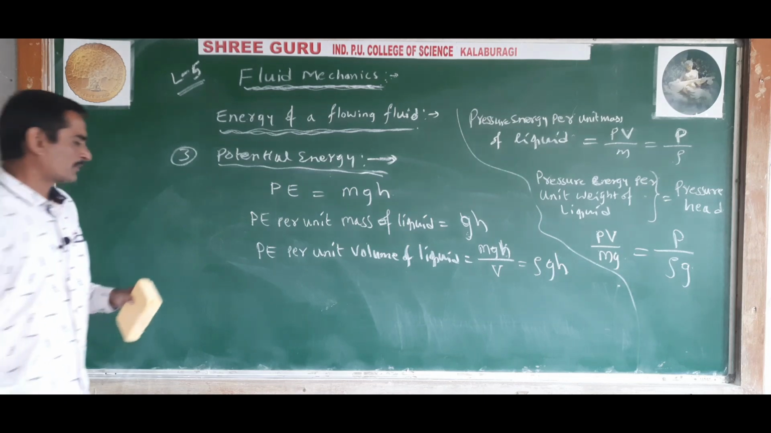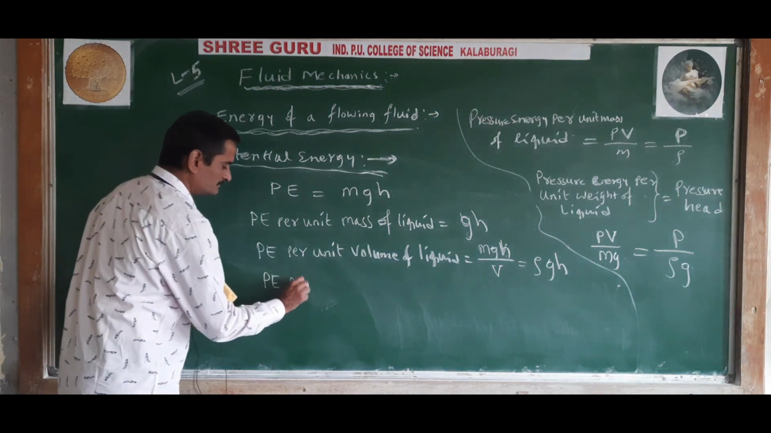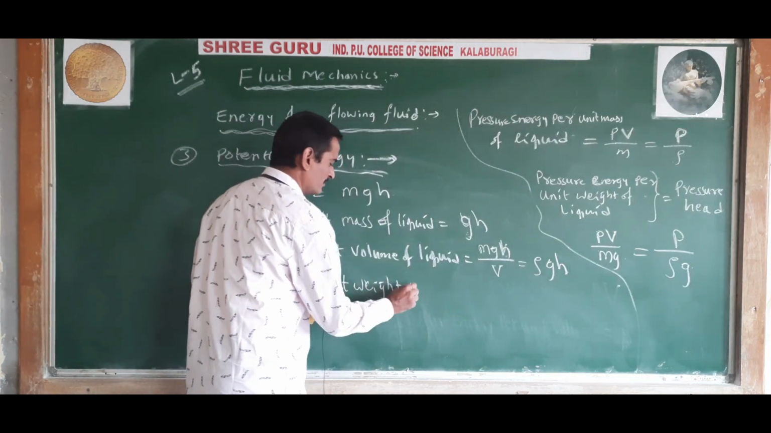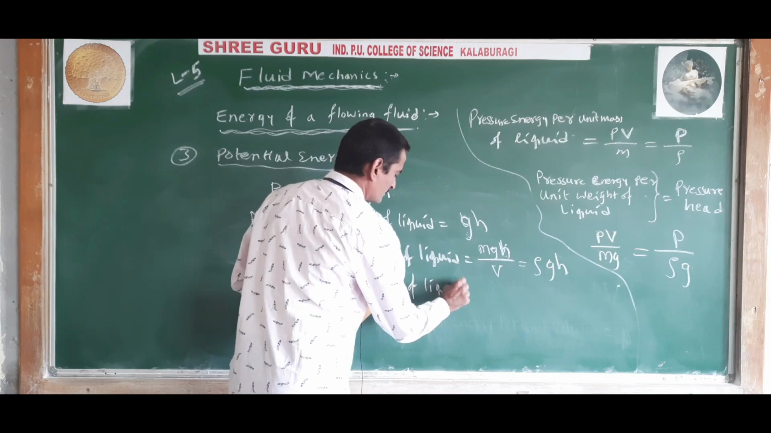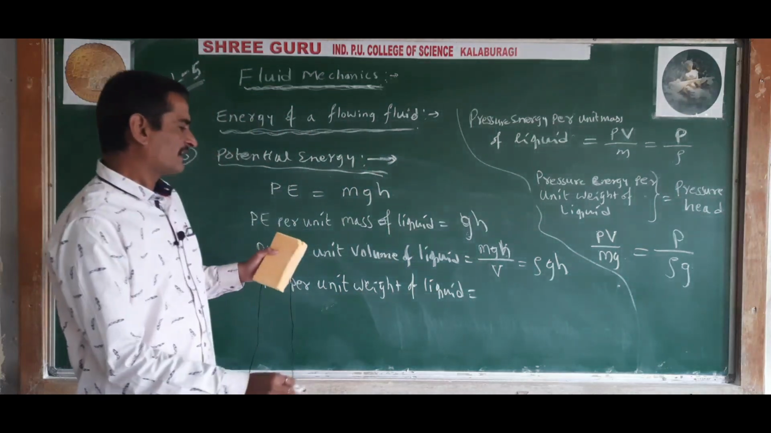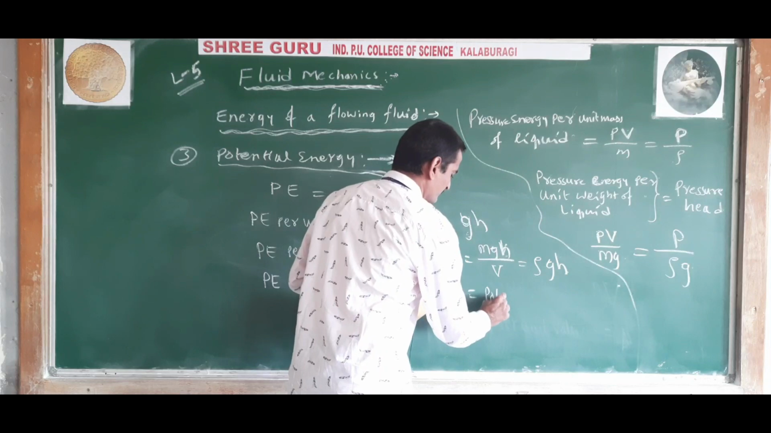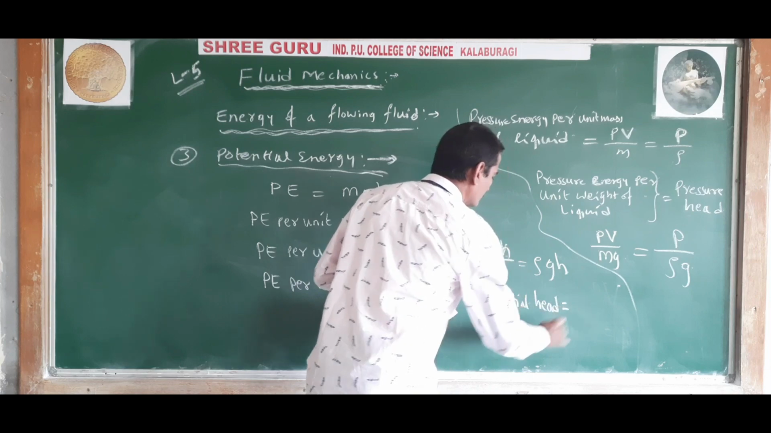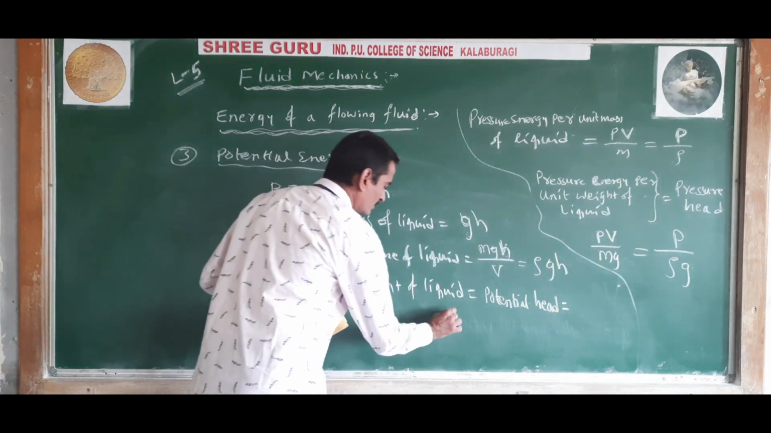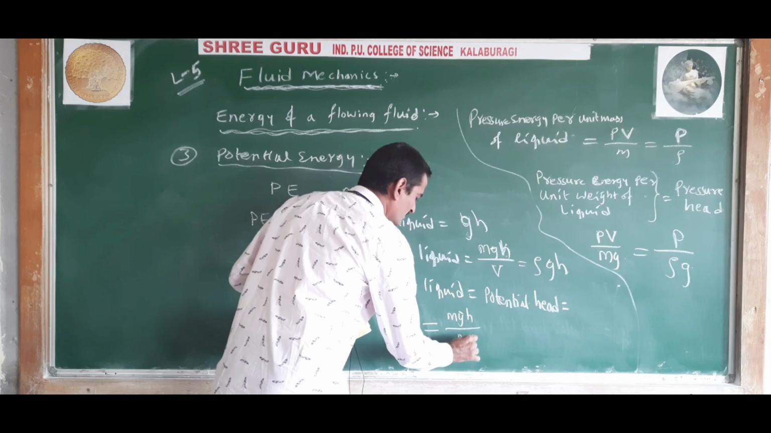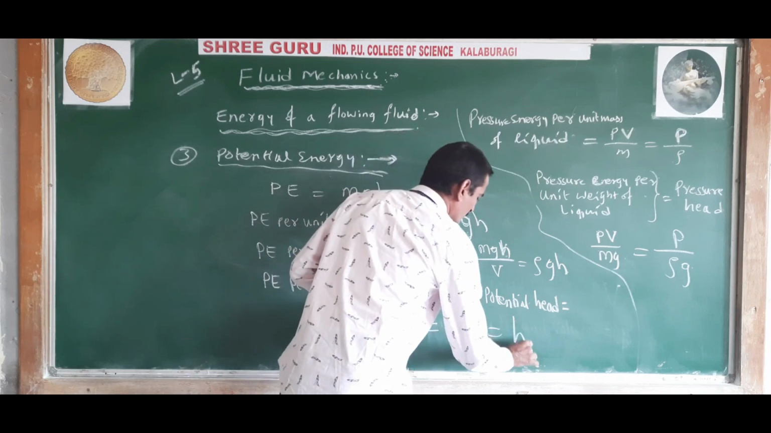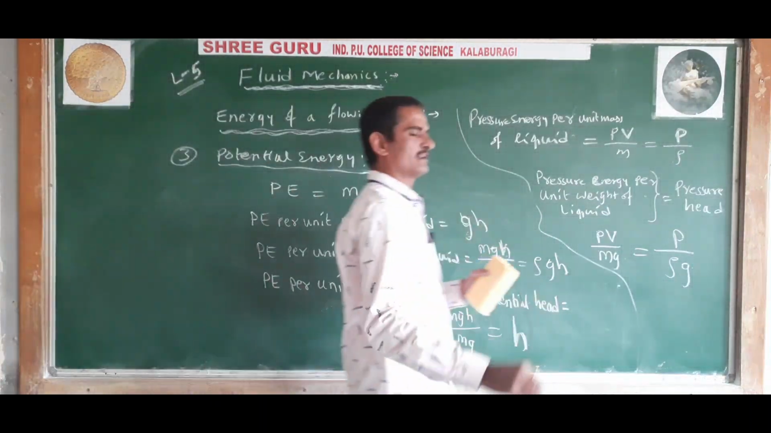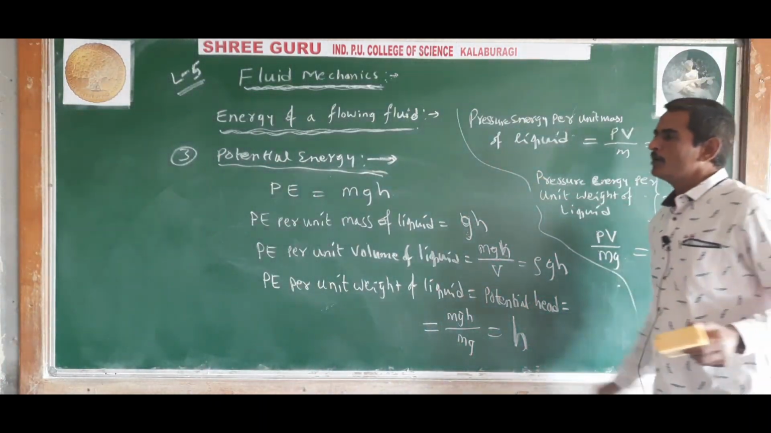And then potential energy per unit weight of liquid is called potential head or gravitational head, and that is equal to mgh divided by mg. Now mg cancels, only h remains. So h is called potential head, or potential energy per unit weight of liquid. So understood? This is potential energy.